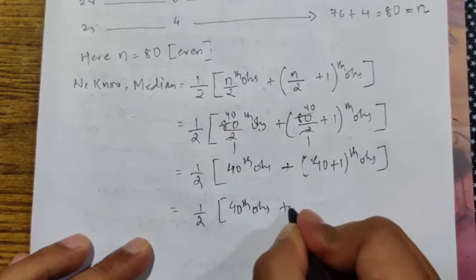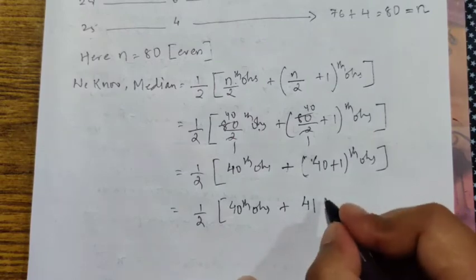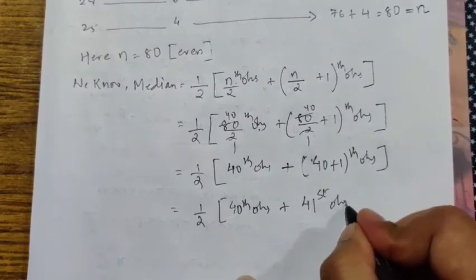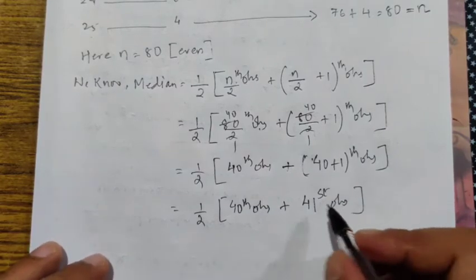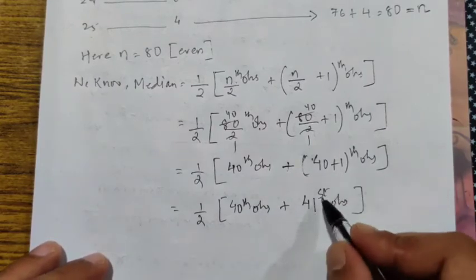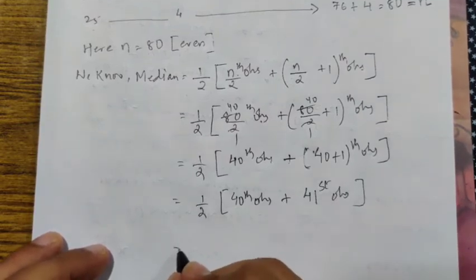40th observation plus 40 plus 1 is 41. Now when it is 41, guys, use your brain. It's the 41st observation. If you get this kind of thing wrong, it won't be an issue. Okay, so if you get 42, it's the 42nd observation. I hope you all know that. If you get 43, it's the 43rd observation. Okay, so give me a minute.